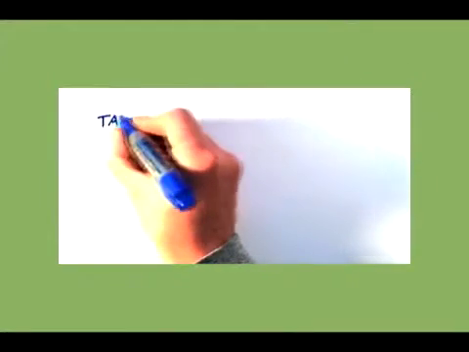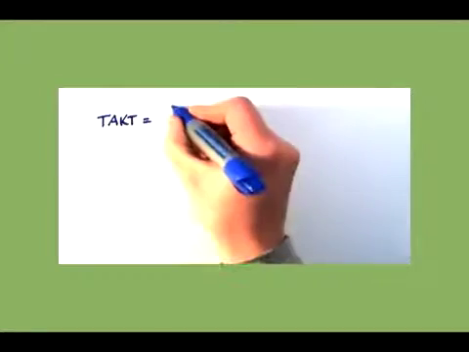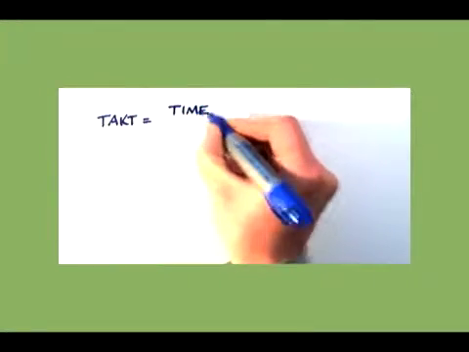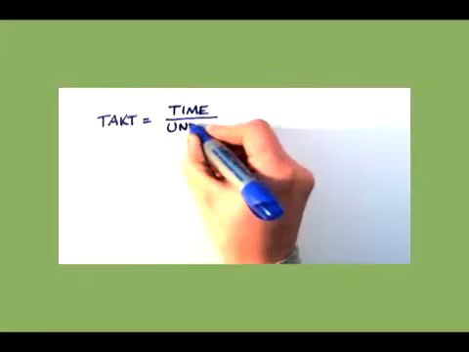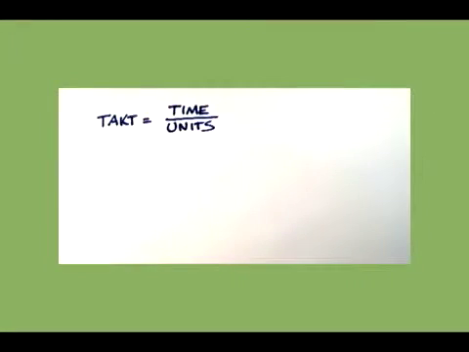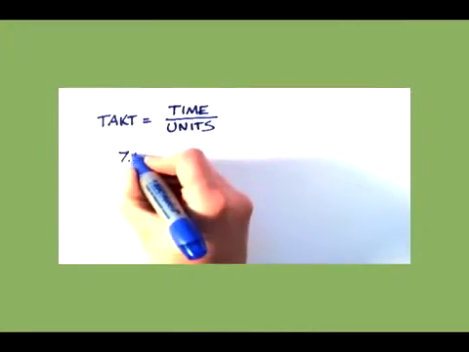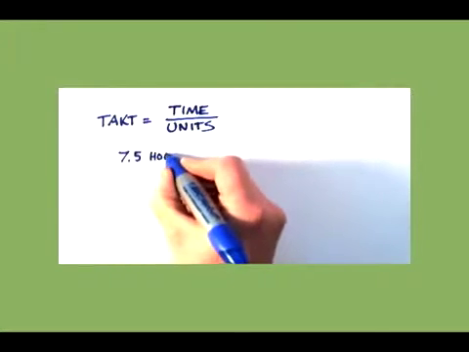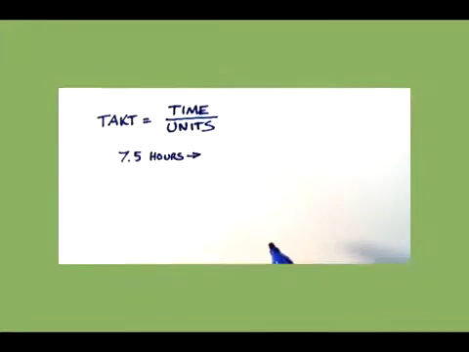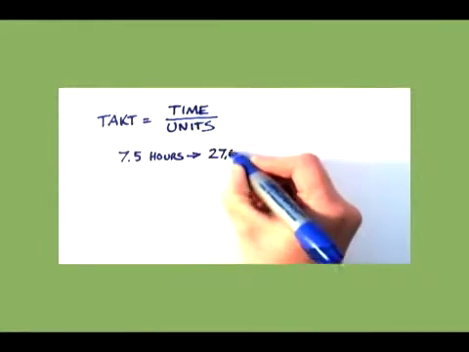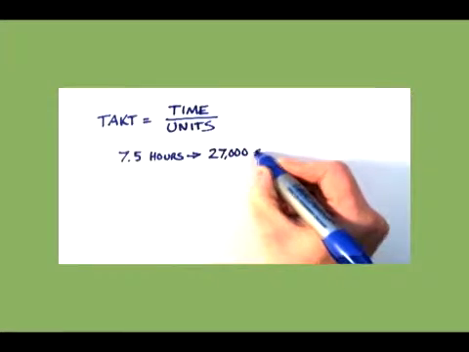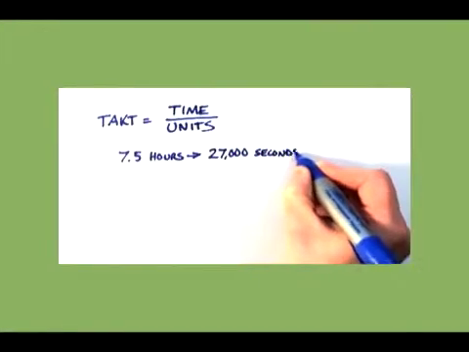Currently, the company has 1 customer that regularly orders 36,000 units a month. If the company ran a 7.5-hour shift per day, what would the takt time be? Let's review the takt calculation again. Takt time is the calculated demand rate, available time divided by units needed. The available time in a 7.5-hour shift is 27,000 seconds.